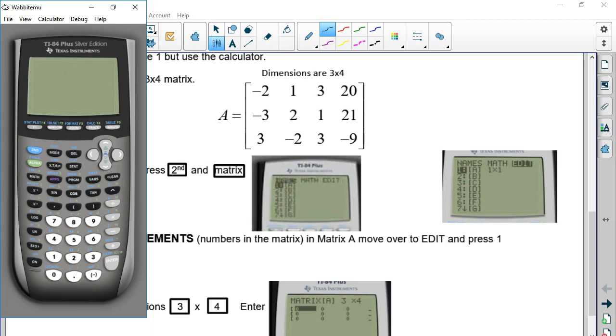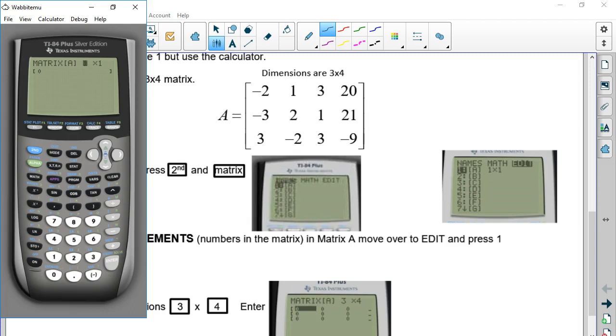And matrix on this one is right here. It's kind of blurry. So there's your matrices. Okay? Now, to enter the elements, you just pick A, so you hit enter. Whoops, hit the wrong thing, sorry. So second matrix, and I have to go over to edit, of course. So I go over to edit, just like we were doing stats, and I put it in my dimensions.